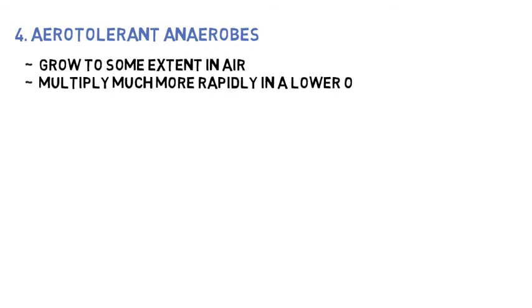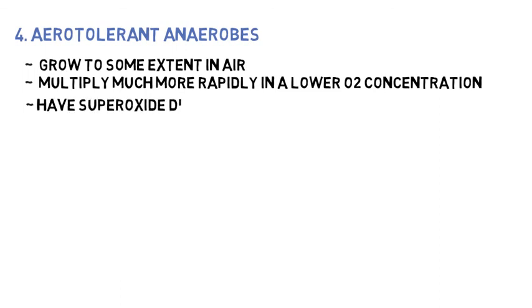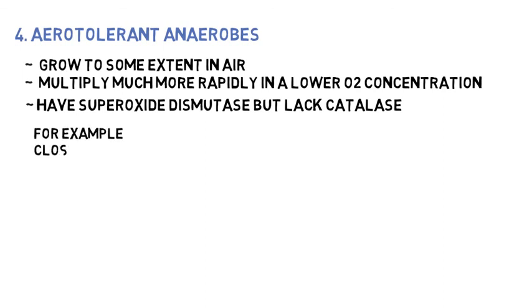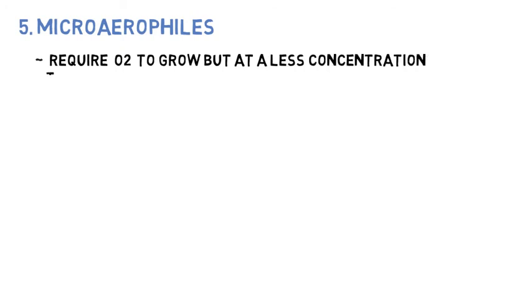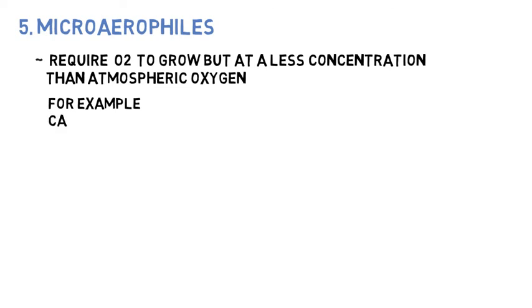Aerotolerant anaerobes. They grow to some extent in air but multiply much more rapidly at a lower oxygen concentration because they have superoxide dismutase but lack catalase. This class of bacteria includes Clostridium histolyticum. The last ones are microaerophiles. They require oxygen to grow but at a lower concentration than atmospheric oxygen. Campylobacter jejuni is one of them.